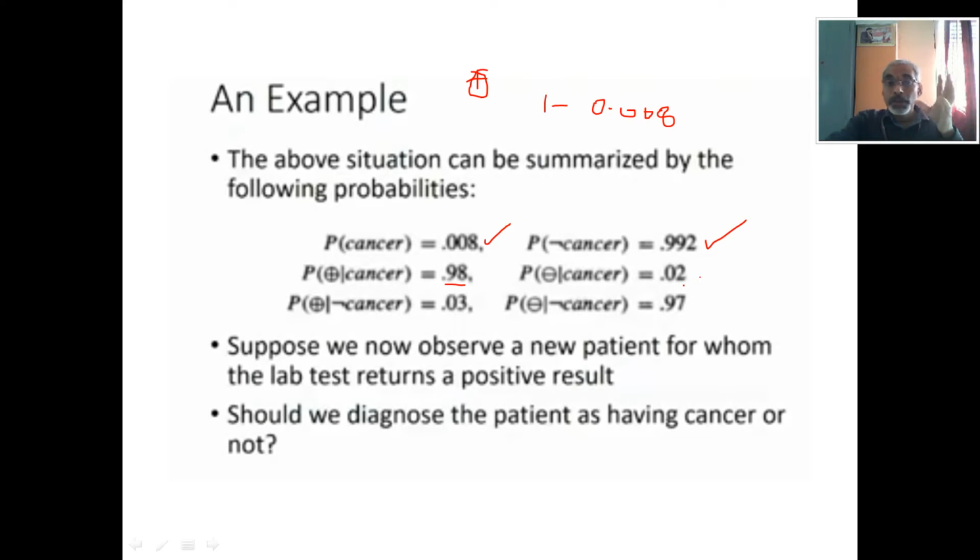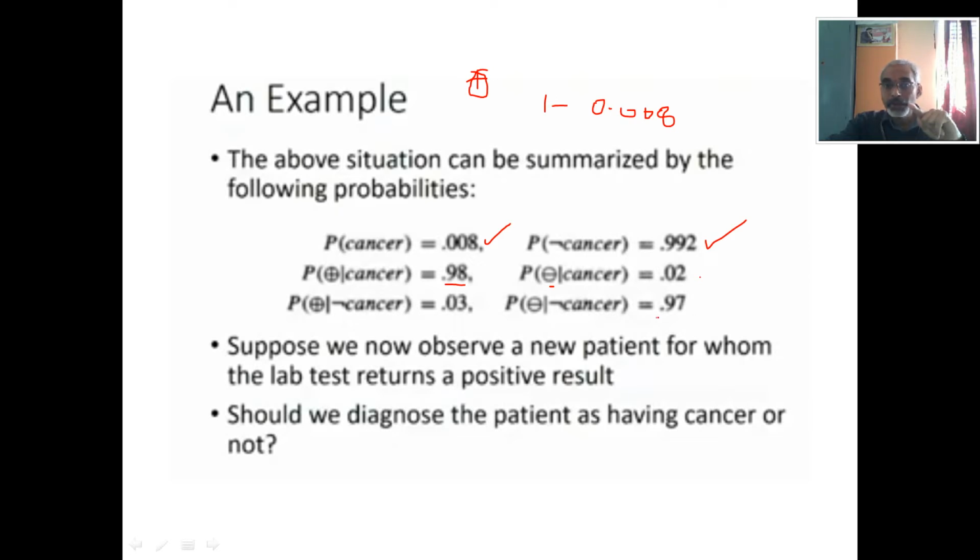Right? So, 98% of the time the lab is giving a correct result. That means the patient is having cancer and it is diagnosing him as positive. There are chances, 2%, that the patient is having cancer, but they are giving a negative report. So here we are going to write it as minus and circle. Even though the patient is having cancer, it is telling negative. How much? 2%.